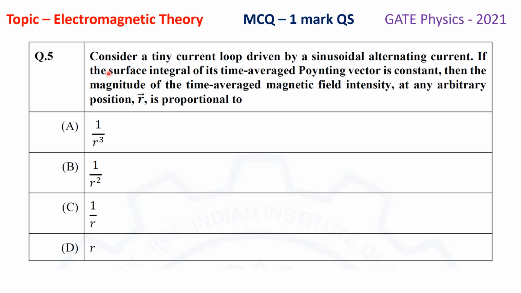The question is, consider a tiny current loop driven by a sinusoidal alternating current. If the surface integral of its time averaged Poynting vector is constant, then the magnitude of the time averaged magnetic field intensity at any arbitrary position r vector is proportional to option A 1 by r cube, option B 1 by r square, option C 1 by r, option D r. So we have to choose the correct option.